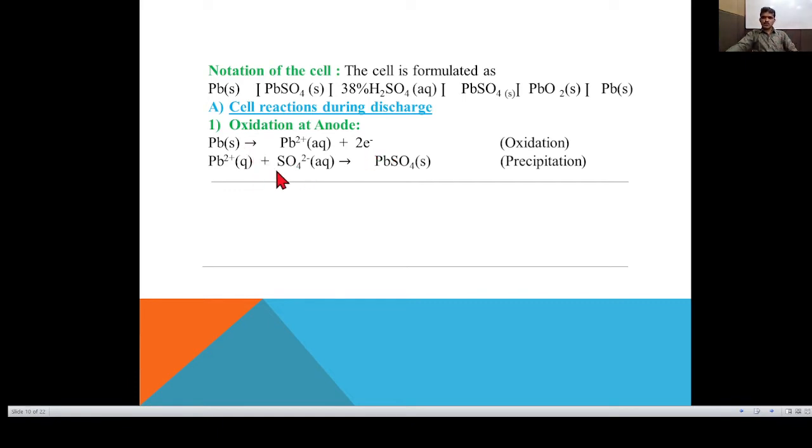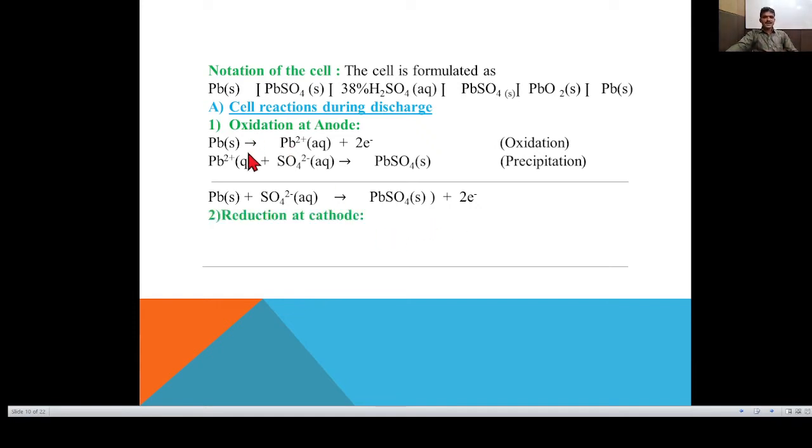The solution consists of H2SO4, which gives H+ ions and SO4 2- ions. Pb2+ has a positive charge and hydrogen carries positive charge, so it repels. So Pb reacts with sulfate ions and gets precipitated out as PbSO4. So this is the oxidation at the anode. While writing the total oxidation reaction at the anode, the Pb2+ ions cancel. We get Pb (solid) + SO4 2- giving PbSO4 + 2e-. This is the oxidation reaction.